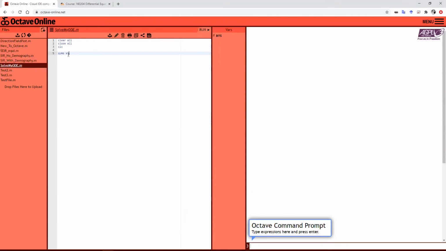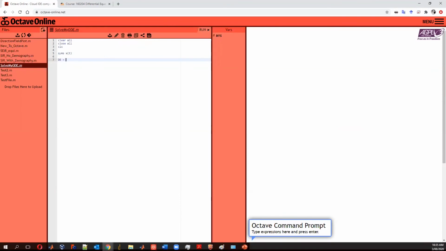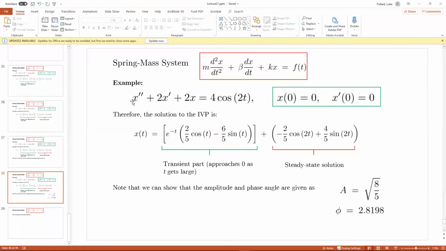Sorry, x of t. So the first thing, I'll define this symbolic variable x, and x is a function of t. Okay, let's define my differential equation, dE. My differential equation was the second derivative of x plus 2 times the first derivative plus 2 times the variable x equals 4 times cosine of 2t.